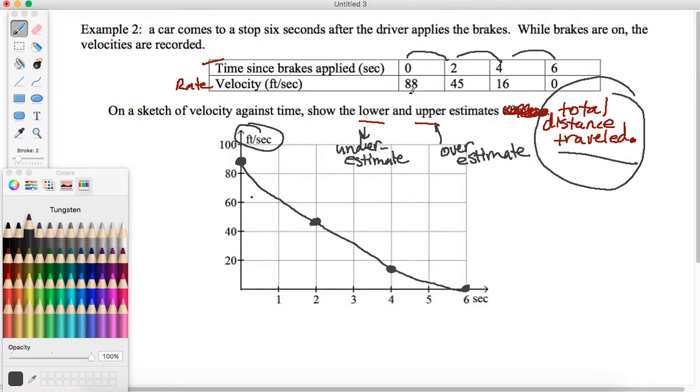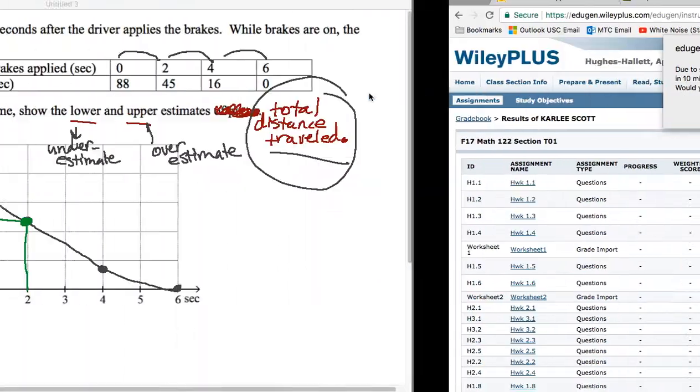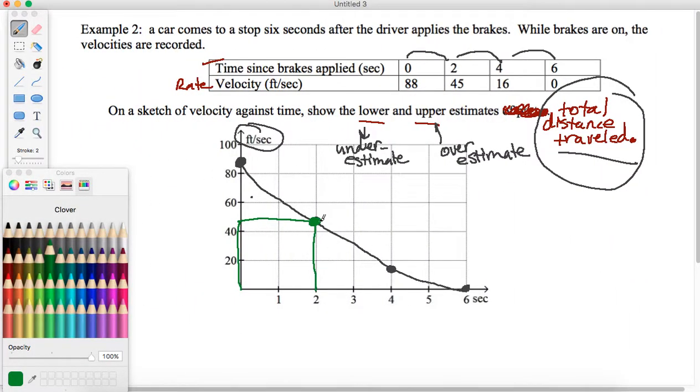And so if I'm going to find an underestimate for the area under the curve from 0 to 2 seconds after the brakes are applied, right? Then what I'm going to do is choose either this endpoint on this interval, which is at t equals 0, or I'm going to choose this endpoint, which is at t equals 2. And if I want to underestimate, I've got to use this endpoint here, right? And this is going to be my first rectangle that I'm going to use in order to help me get the area under the curve. And this is going to give me an underestimate, right?